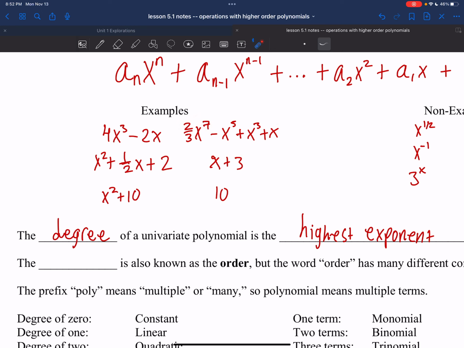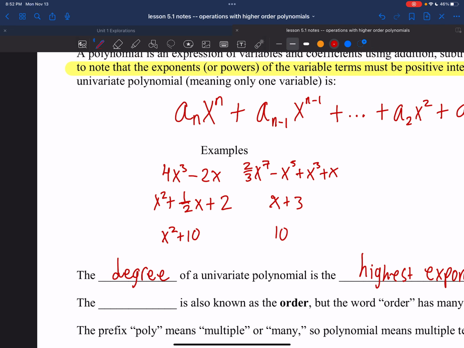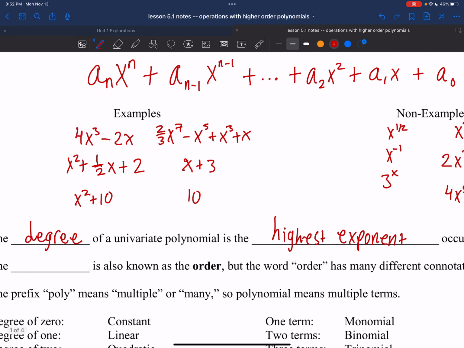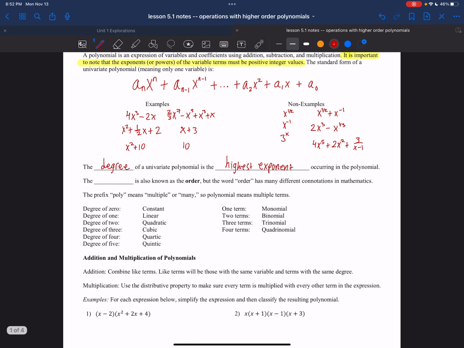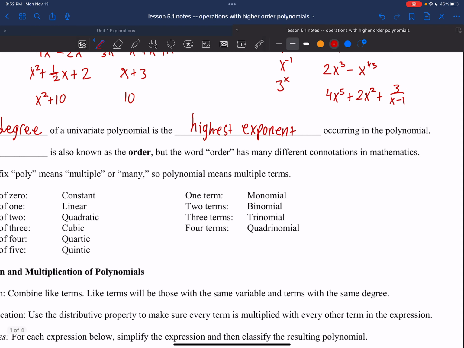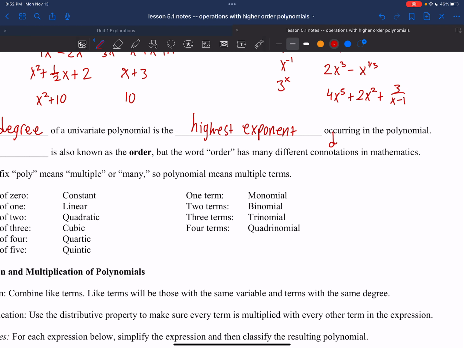Keep in mind, you could write these powers in any order, right? Like, it's fine to say x cubed minus x to the 5th. You can do that. That's fine. But the standard way is to write it in descending order, right? Descending powers. Okay. So that's what's meant by degree. Sometimes you might see this denoted as degree of f of x. If you have, like, what's the degree of a function, it'd be denoted that way, okay?